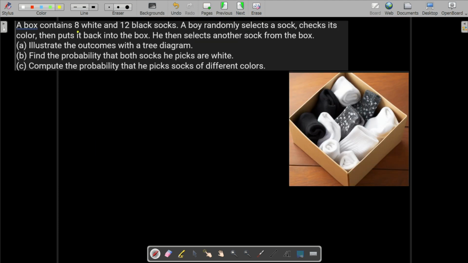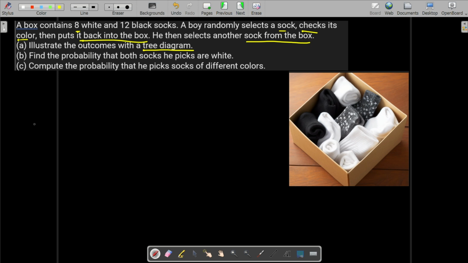A box contains 8 white and 12 black socks. A boy randomly selects a sock and checks its color, then puts it back in the box. Okay, that means with replacement. He is picking a sock and then puts it back in the box. Okay, now then he selects another sock from the box. Illustrate the outcomes with a tree diagram. So here, most likely the tree diagram will be drawn for you in the exam, but anyway, I will show you how to do it here.